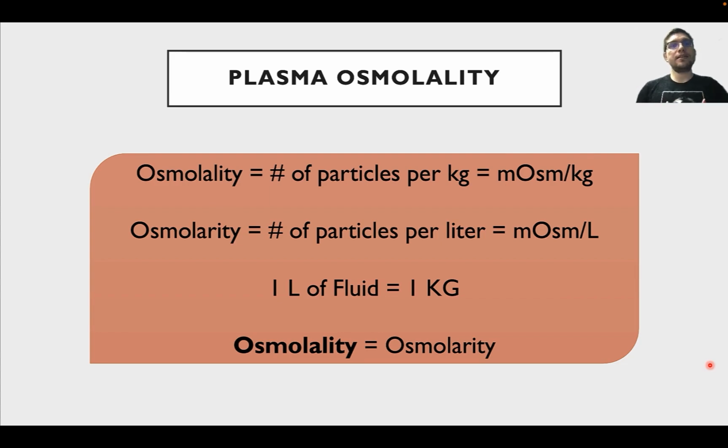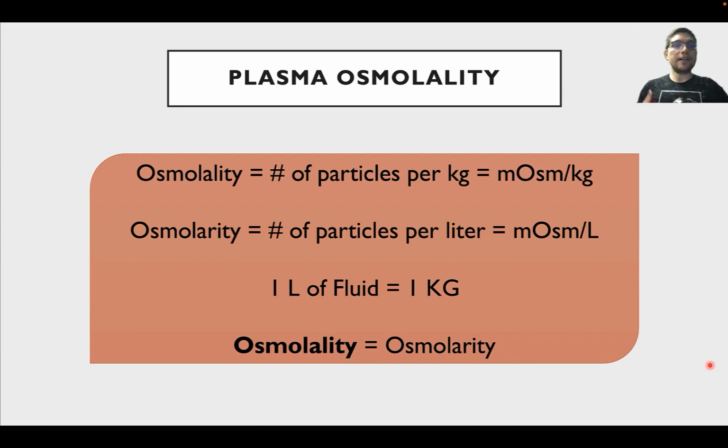So what is plasma osmolality? By definition, osmolality is the number of particles per kilogram, and usually is measured in mOsm per kilogram. Osmolarity is the number of particles per liter and measured in mOsm per liter. The good news is that 1 liter of any biologic fluid equals 1 kilogram. So in reality, osmolality and osmolarity are the same in veterinary medicine and human medicine. So you should not worry too much about differentiating between the two.